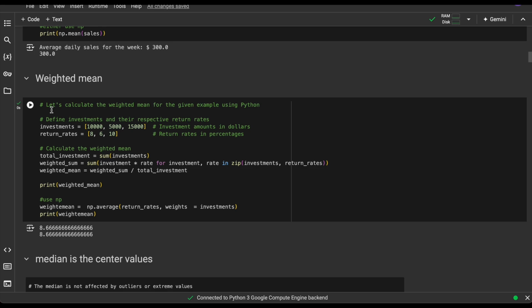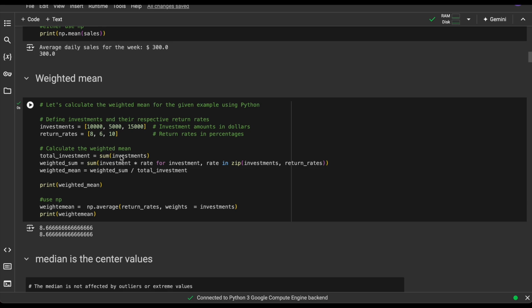Let me show an example. Imagine that you have a financial portfolio with different investments, each with different values and return rates. Say I invested 1,000 dollars in some shares, 5,000 in others, and 15,000 in others, with return rates of 8% on the first, 6% on the 5,000, and 10% on the 10,000.